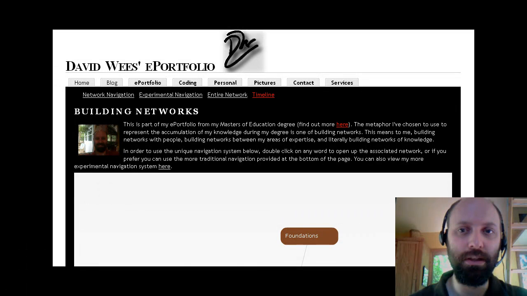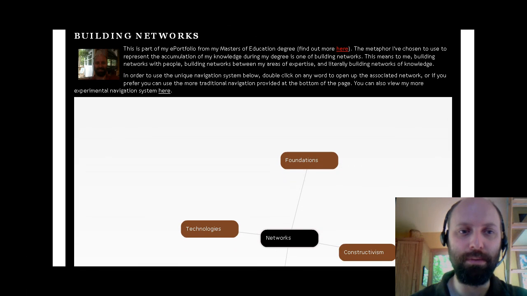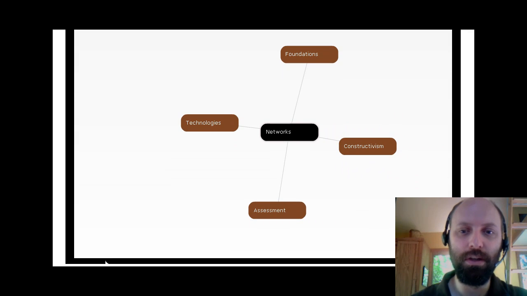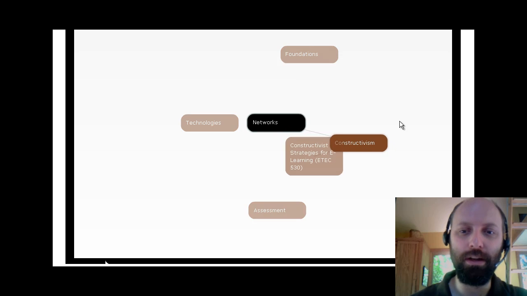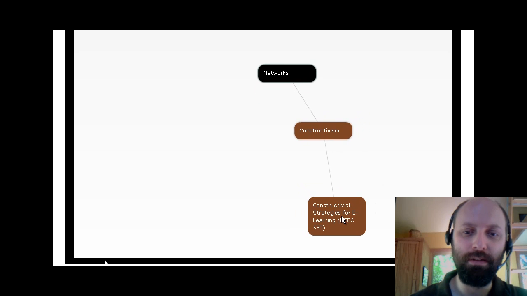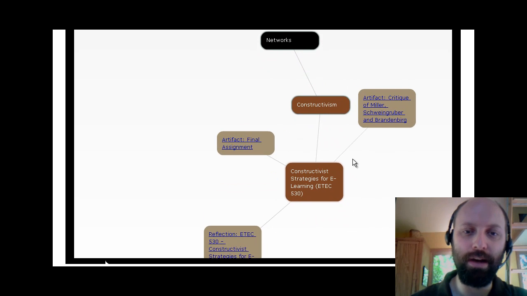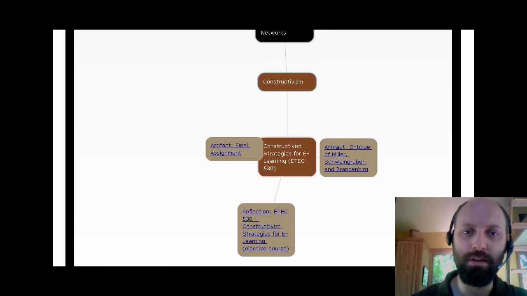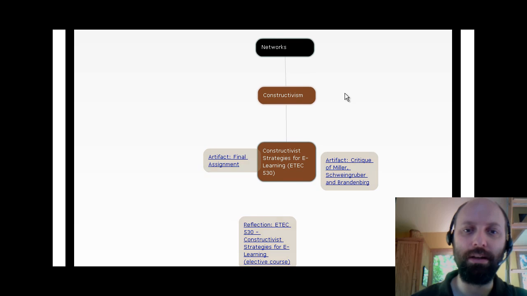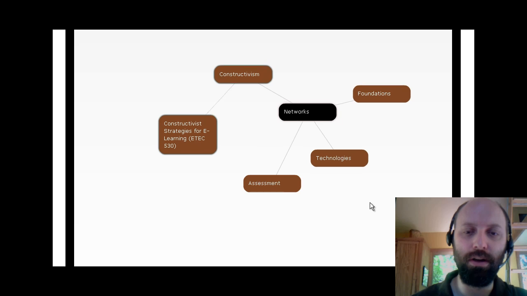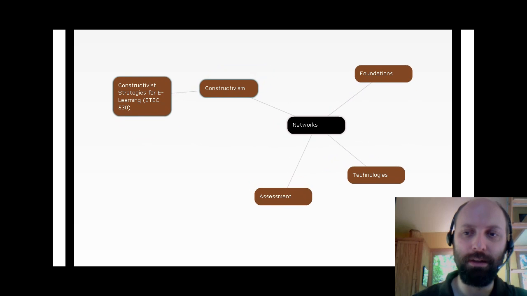The very first thing that users are presented with when they look at my website is a unique navigation which reminds people of a spider's web. If you double click on one of these icons, the navigation opens up. If you double click again, it opens up further and you have access to the artifacts I've created. You can then go back to the previous artifacts just by going back to constructivism, for example, and then all the way back to networks, and you can see the overall structure of my website.